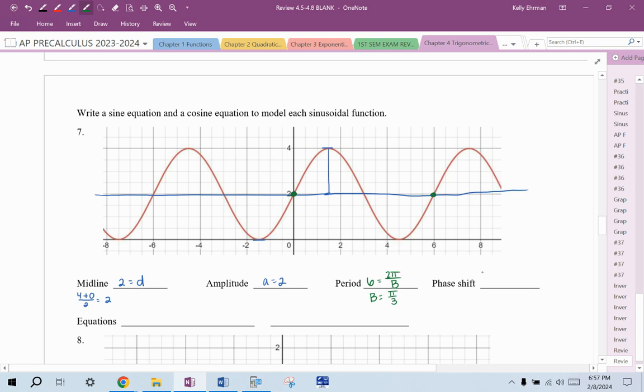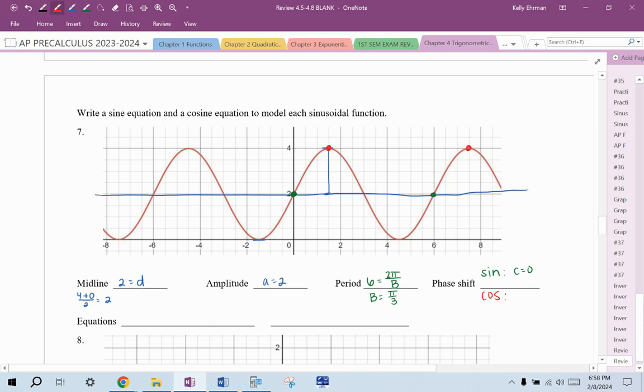And then for the phase shift, remember there's two versions of this. There's a sine version and a cosine version. So the sine version has not been shifted. C equals 0. This starts right on the y-axis. But the cosine version would have to get shifted. So remember, there are multiple ways to begin or places to start.